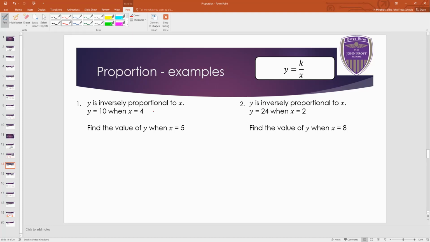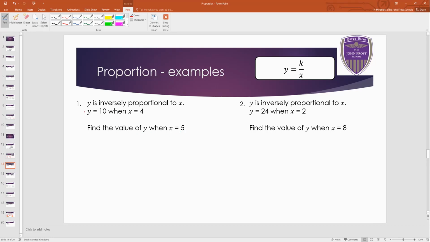Okay, welcome back then. So we know now that this here is the formula that we're using, y equals k over x. In the first part of the question, y is inversely proportional to x, that means we're using this formula. If y equals 10, x equals 4. It says find the value of y when x equals 5.